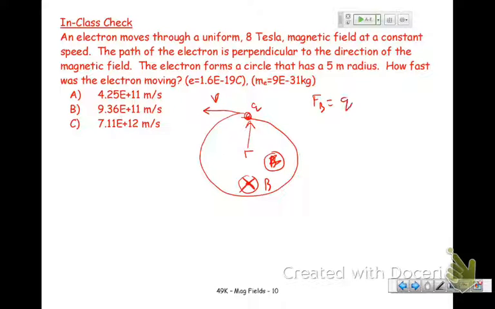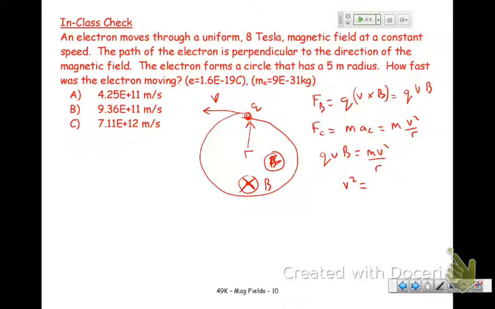So FB is equal to QV cross B, which equals QVB for an orthogonal system, and FC is equal to m times a_c, which equals m times v squared over r. So QVB is equal to mv squared over r. So what am I trying to find? How fast was the electron moving?